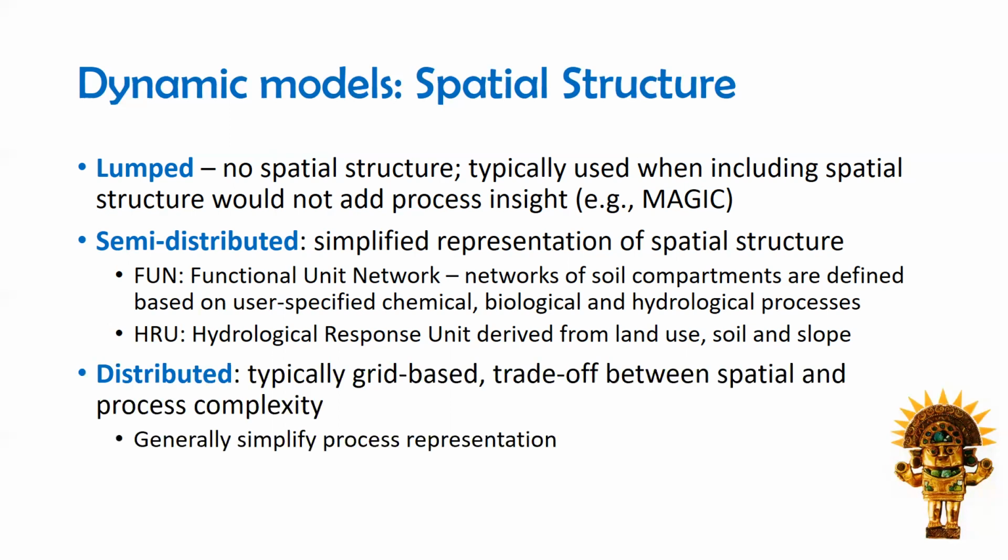The final type of spatial structure is a distributed model. And I guess the typical example of this would be a GIS-based model. Typically, it would be grid-based. With a distributed model, there's a trade-off between spatial reality and process complexity, because a grid model needs to solve for many, many more units, say each grid cell, which might be thousands or tens of thousands, versus a semi-distributed model, which might have 10 or 100 units. The runtimes on distributed models can be quite slow. And one response to this from a model development perspective is to simplify even further the process representation in distributed models. So they generally have to simplify process representation just so they can run.